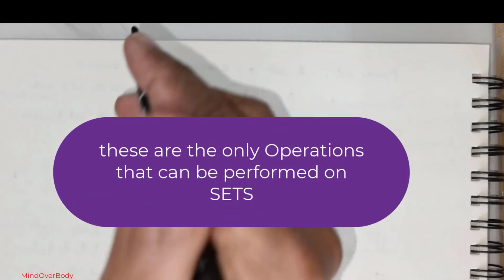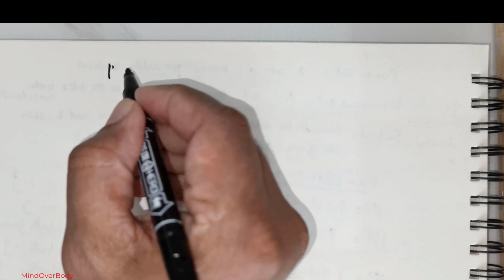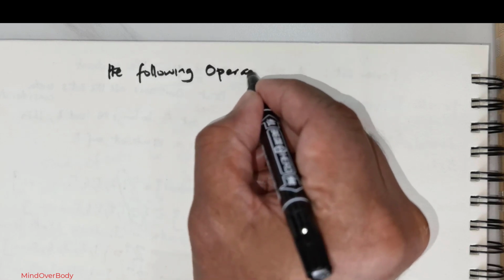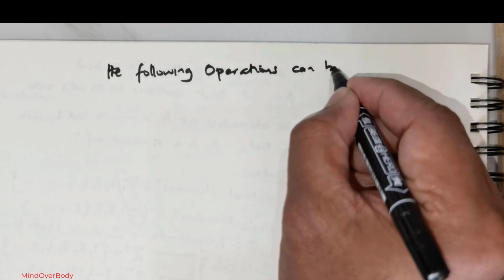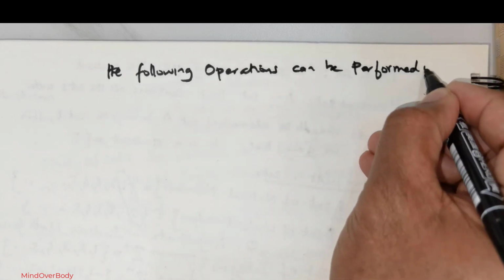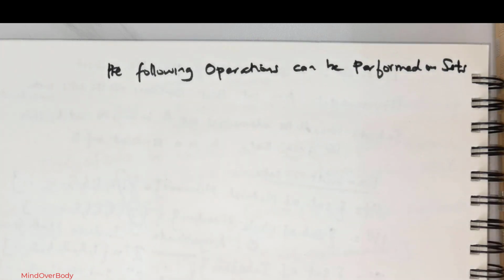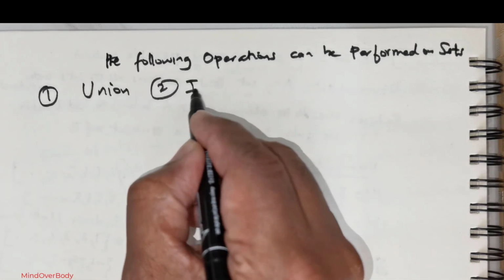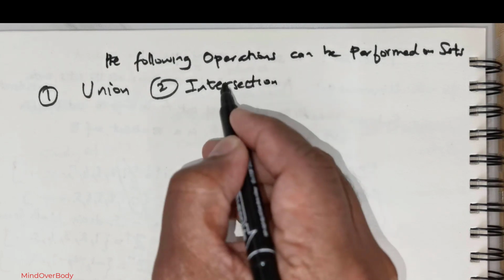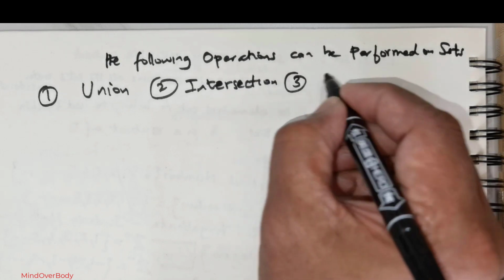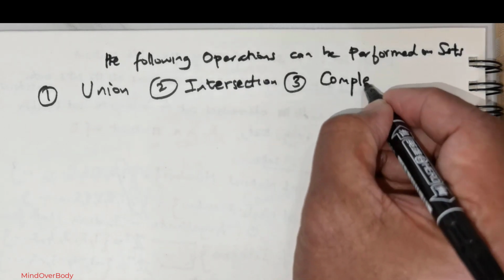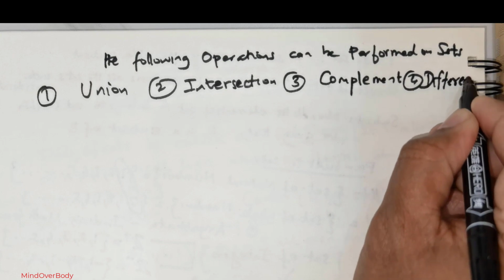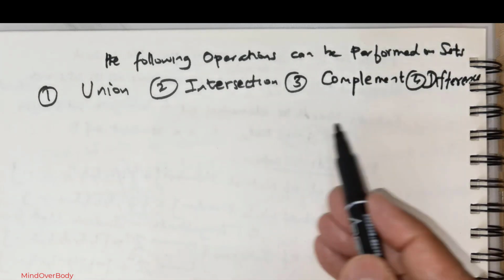Let us see what are the operations that can be performed on sets. The following operations can be performed on sets. Now, what are those? The first popular operation is called union. Number 2 is intersection. Number 3 is complement. Number 4 is difference. Union, intersection, complement, difference.